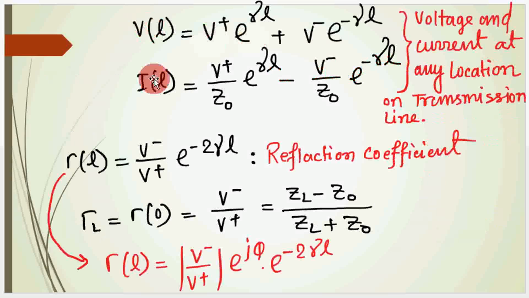Now this is the voltage and current equation at any location on the transmission line, and this is gamma L, V minus by V plus e to the power minus twice gamma L, and this is gamma L at the load end. In general, this V minus and V plus has some phase, that is phi. So this is the expression for the overall gamma L at any location on the transmission line.